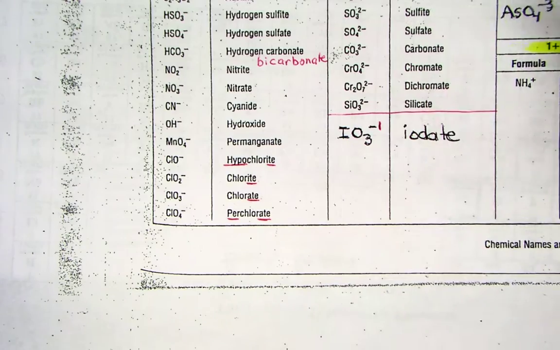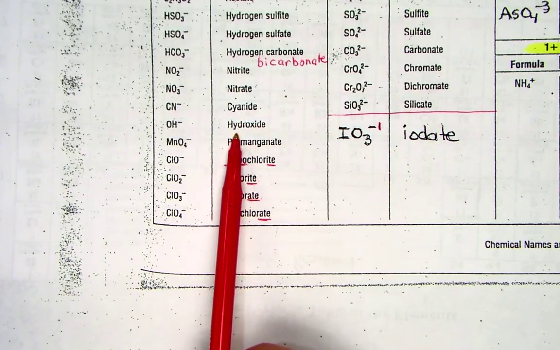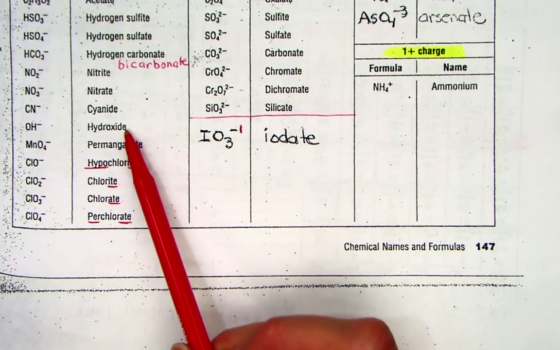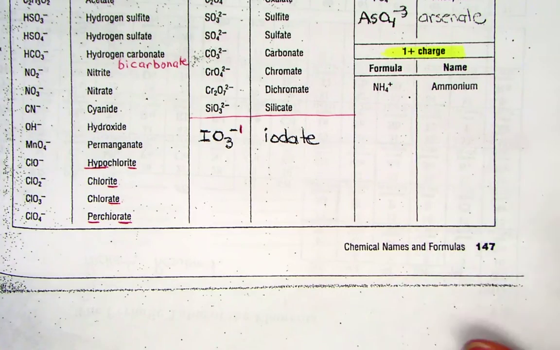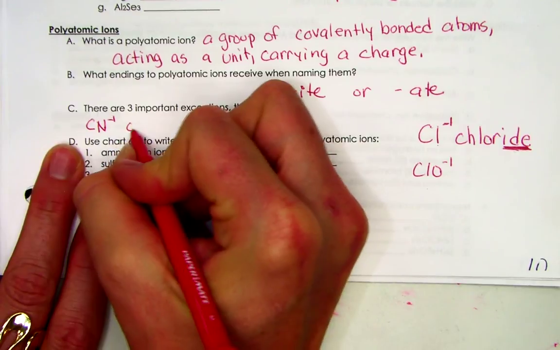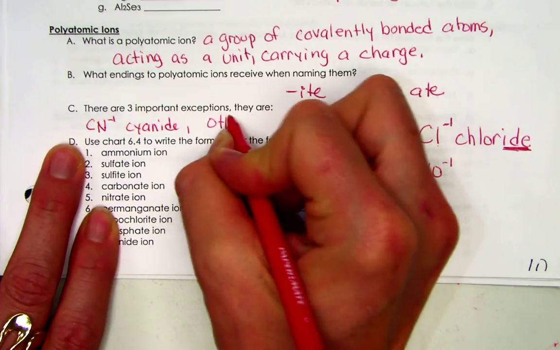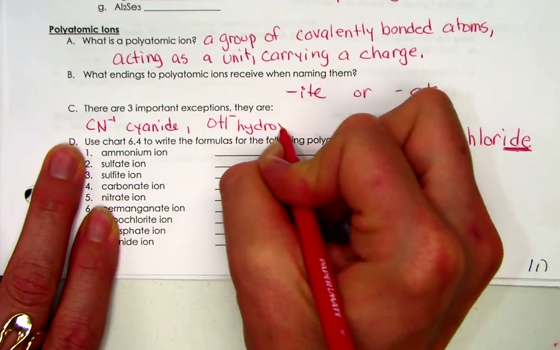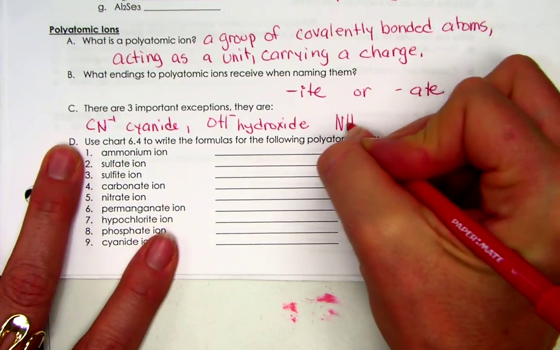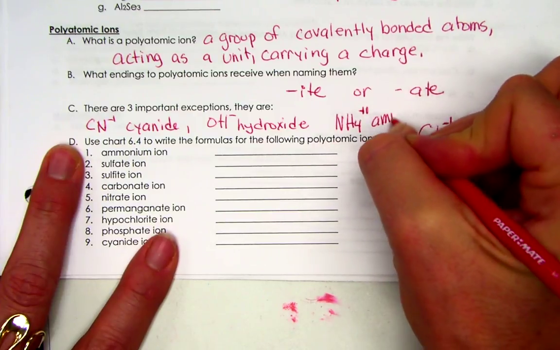Let's refocus. Here's one: cyanide, hydroxide, and ammonium. Cyanide, hydroxide, and ammonium. The 3 exceptions to the polyatomic ion rule. Cyanide ends with ide. It's a rule breaker. Hydroxide, OH negative. It ends with ide. It's a rule breaker. And the positive polyatomic ion is NH4 carrying a +1 charge, ammonium.